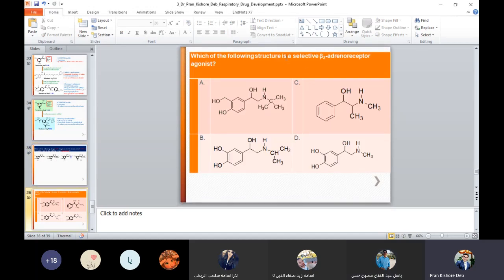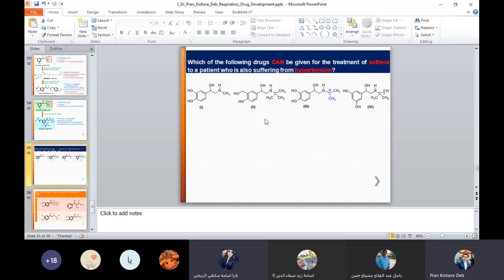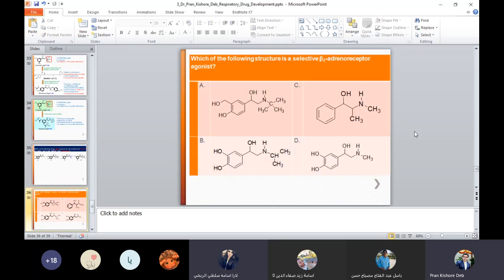Okay, next question. Which of the following structures is selective, like the previous one? Why can we not give structure number 4? You see, same tertiary butyl. So it can be given. Okay, can be given. So you see, 2 and 4, both. Okay, thank you. The correct answer is 2 and 4.